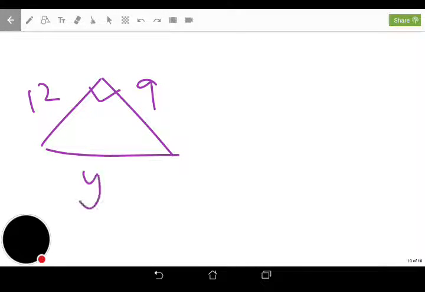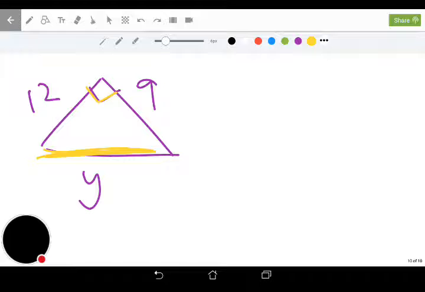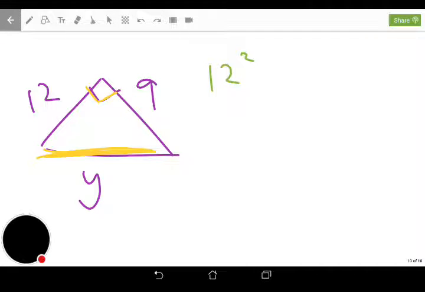And this time we just called it y. So again, just to identify that opposite the right angle, we're finding the longest side. So it's a squared plus b squared is c squared, and it does not matter which way we do it. I'm just going to go 12 squared, which is one of the lengths, and the other one is 9. So 12 squared plus 9 squared will give us y squared.